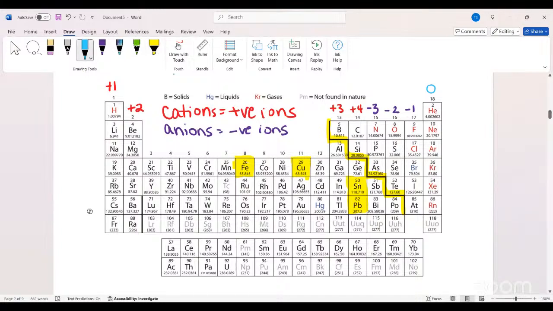Iron's charge is either +2 or +3. Copper is +1 or +2. And tin and lead are +2 and +4. I'm going to write that small if I can. I know it may be hard for you all to see, but maybe you can hear me say it, that tin and lead have a +2 charge and a +4. But again, I'm going to write those down in here.